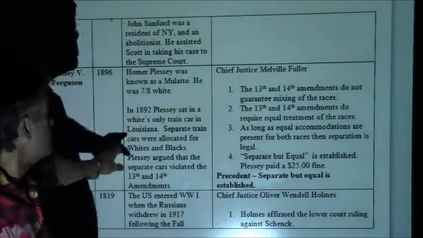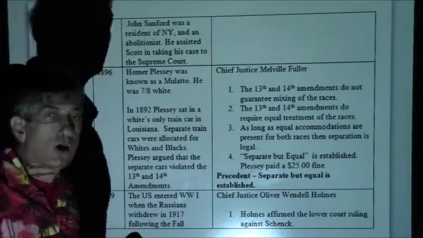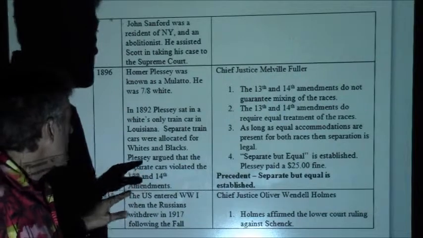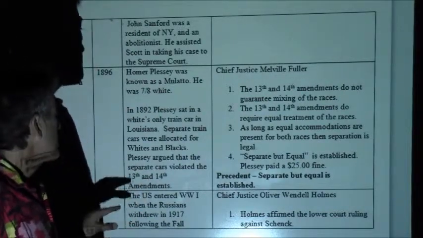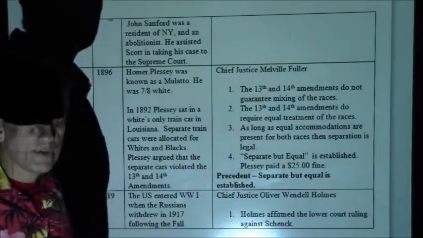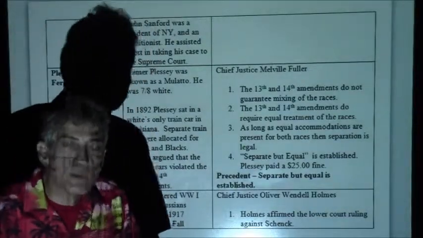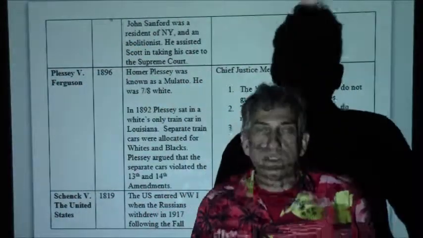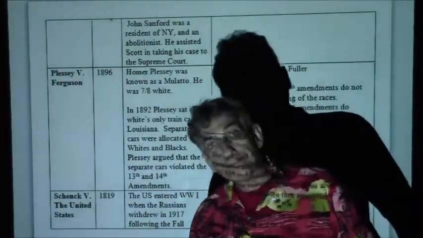In 1892, Plessy sat in a whites-only train car in Louisiana. Separate train cars were allocated for whites and blacks. Plessy argued that the separate cars violated the 13th Amendment and the 14th Amendment. 13th Amendment, certainly freeing slaves, and 14th Amendment is the Equal Protection Amendment, saying that everyone in the United States is afforded equal protection under the United States Constitution.